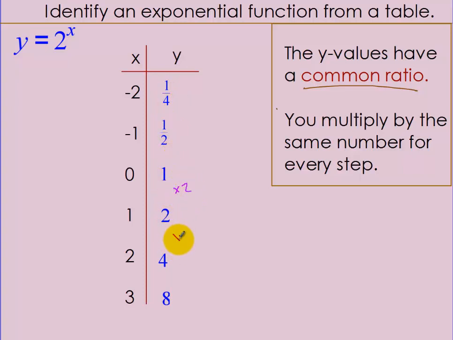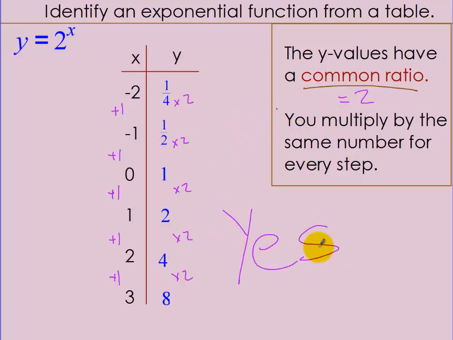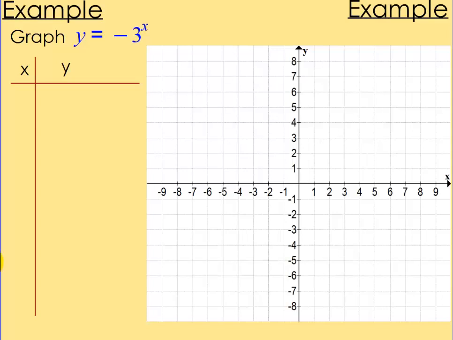1 times 2 is 2. 2 times 2 is 4. 4 times 2 is 8. Even over here, 1/4 times 2 is 1/2. 1/2 times 2 is going to be 1. So every time x increases by 1, plus 1, plus 1, plus 1, you're multiplying times 2. As long as you're always multiplying by the same number, our common ratio here is going to equal 2. That means we have an exponential function. So we say yes. They're always multiplying by the same thing. Let's do an example. Pause the video.